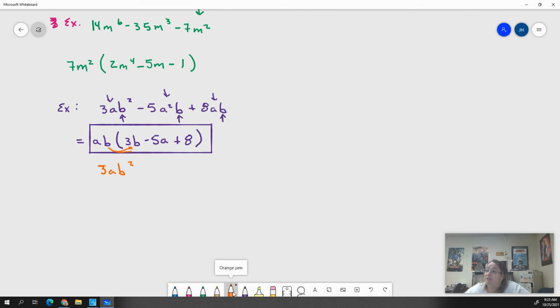If I do this part, I've got negative 5. A times A is A squared. B times negative 5A is B. Same thing here. If I multiply this through, I wind up with plus 8AB, which takes us back to our original equation. If it didn't, then I'd messed something up in there.